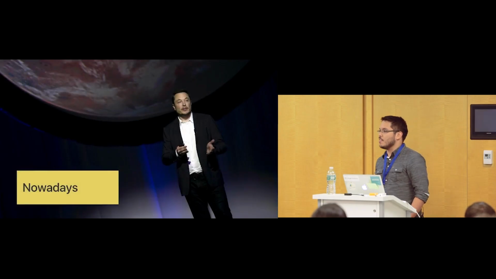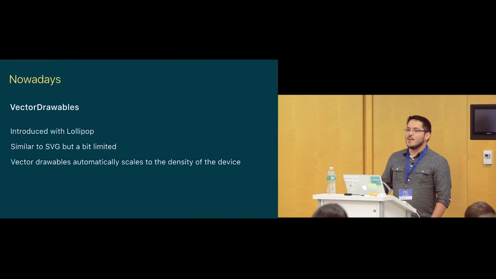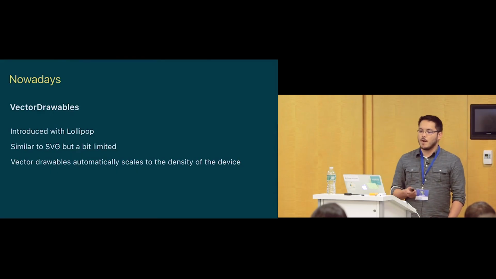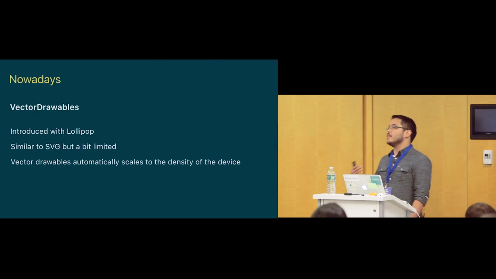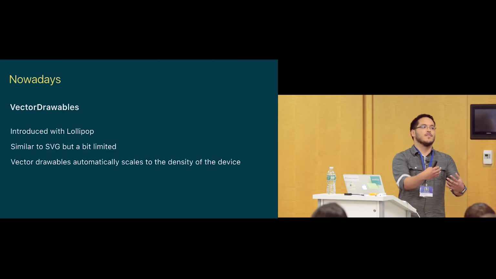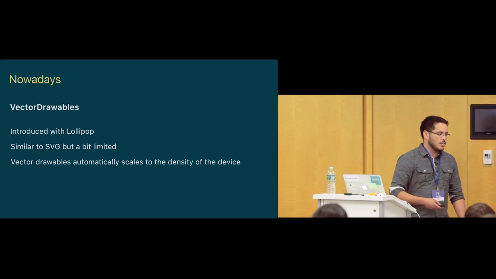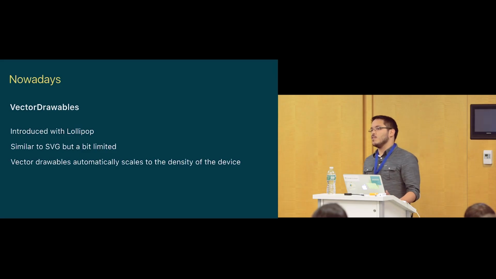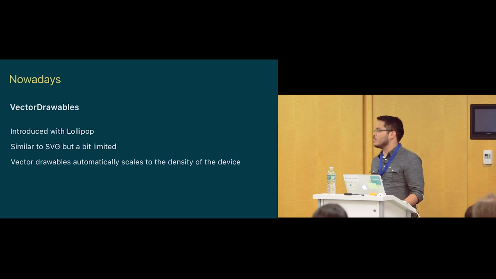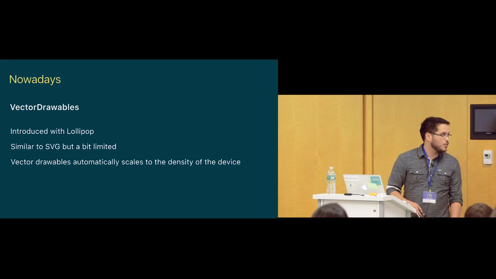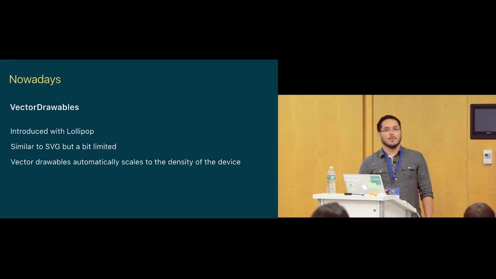Nowadays, we do have something better, and that is vector drawable. It was introduced with Lollipop, and it's similar to SVG. Actually, it's based on SVG, but a bit more limited, because SVG is very complex. There are very complex protocols and patterns. So Google said, we don't need everything that SVG supports. We just need some stuff for icons. So we're gonna do the basics for vector drawables. And they also scale very well, and they can be more complex.